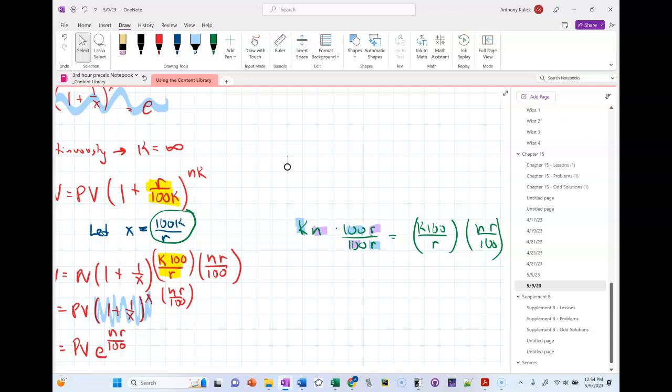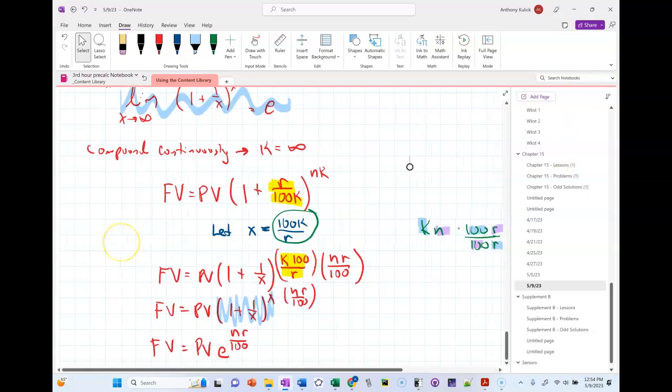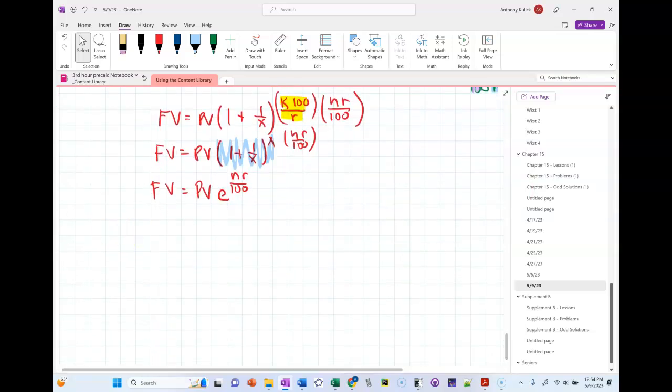Okay, let's run through a couple of examples using this formula, and we're going to be done for today.